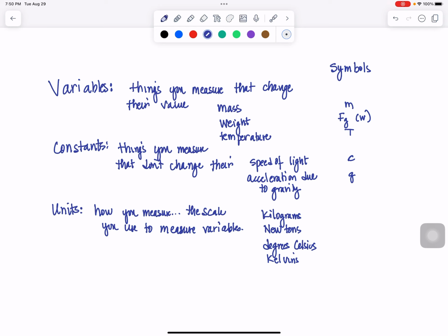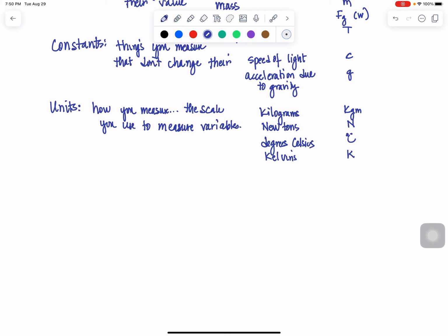So for example, kilograms are kg, newtons are capital N, degrees Celsius are degree C, and then kelvins are a capital K. So you need to understand, in order to be able to talk like a person who knows what they're talking about, the difference between variables and units. So in our unit that we've been looking at so far, we have variables and we have units, and you need to memorize these.